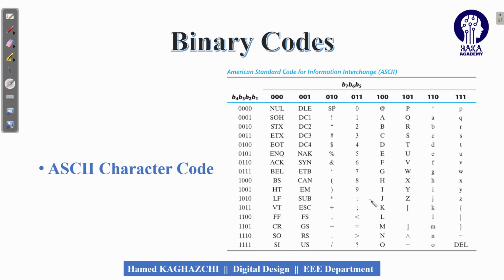Similarly for the other symbols, for example, this is the ampersand. For this symbol, we have 0110, and for the last 3 bits, we have 010. Using this table in this form, we can find the ASCII code of each symbol.